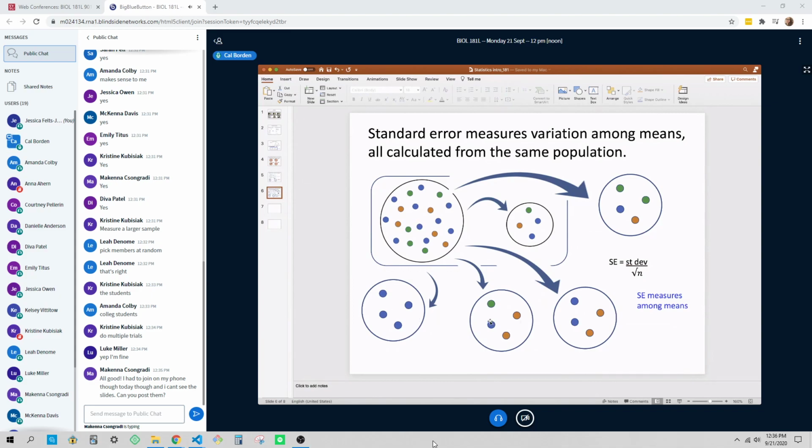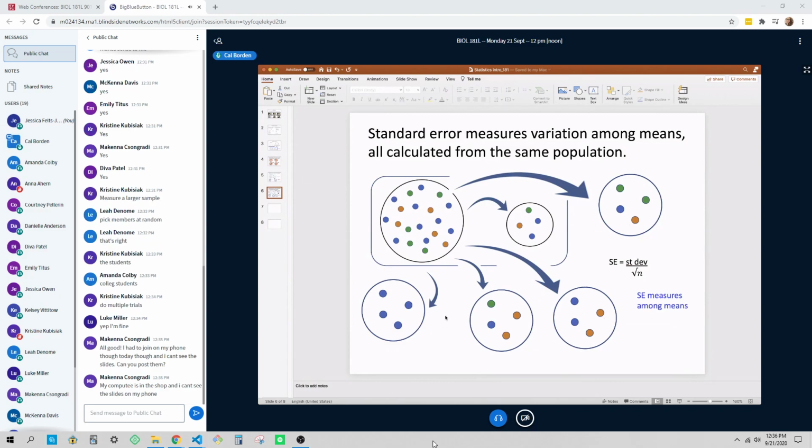So in this particular case, here's the mother population. 5 samples were taken. Each group measured their own mean and standard deviation, and then we compared the 5 means into this measure called standard error. The abbreviation is SE, okay? And STDEV is the standard deviation, and then you divide by the square root of n, the number of samples, in this case 5, right? 1, 2, 3, 4, 5. Standard error measures variation among the means.